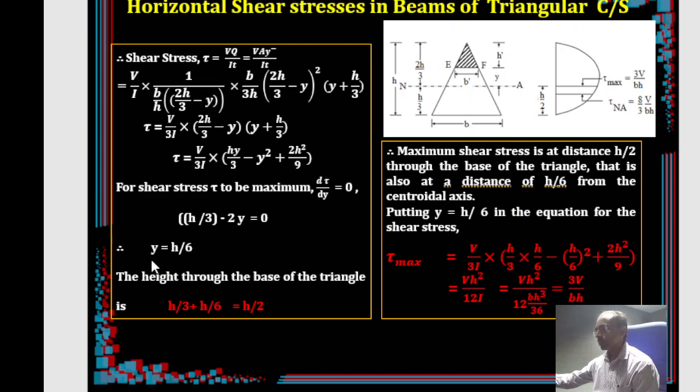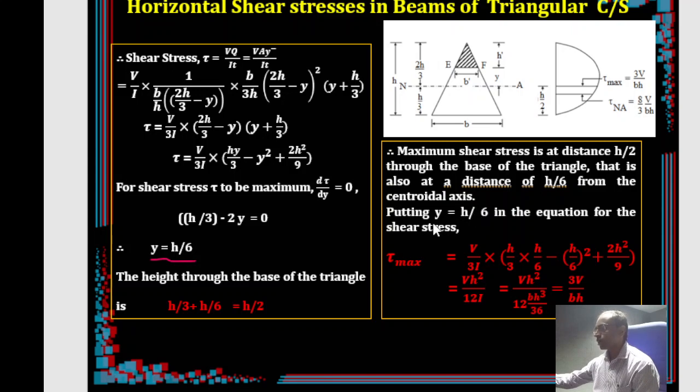That means we are going to get the maximum shear stress at a distance of h by 6 from the neutral axis. But if I want it from the base of the triangle, you add the centroidal distance, that is h by 3 plus h by 6, that becomes h by 2. In other words, from the base the maximum value occurs at a distance of h by 2, right? So the maximum shear stress is at a distance of h by 2 from the base of the triangle, or h by 6 from the neutral or centroidal axis, right?